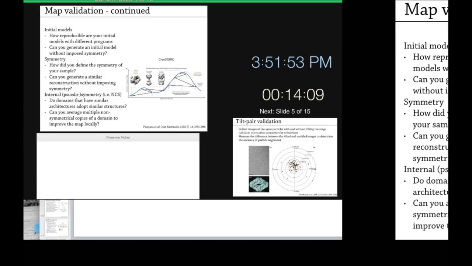Other programs require you to do initial 2D classification, but the problem with that is that prior to putting those into your 3-dimensional reconstruction algorithm, you have to select which of the classes you like.